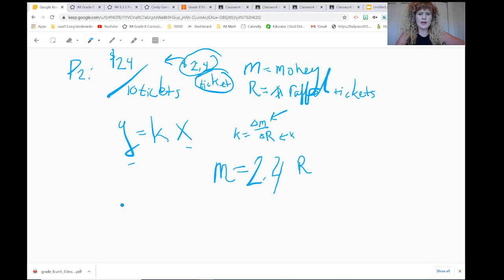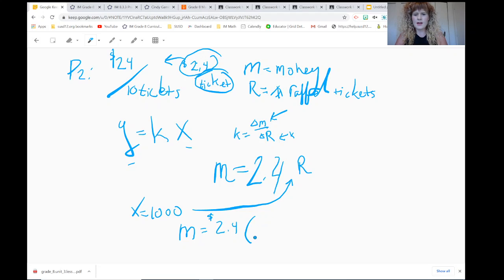If they sell 1,000 tickets, then X equals 1,000. Now solve for the M value. Put 1,000 in the equation for X. So M equals 2.4, which means $2.4 per ticket, times 1,000 tickets. And do the math. It's very easy, isn't it? They will raise $2,400.